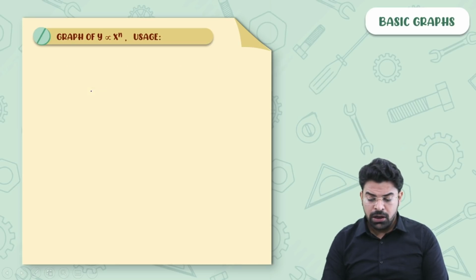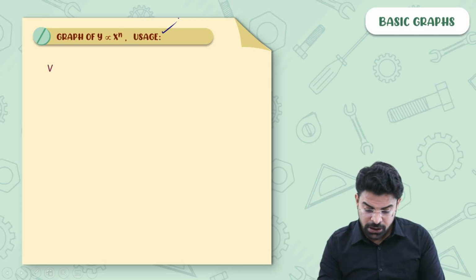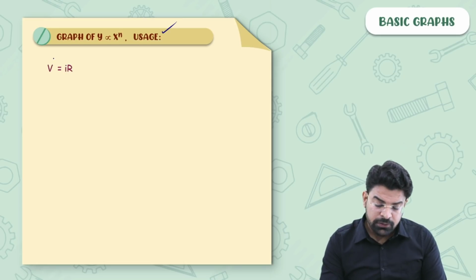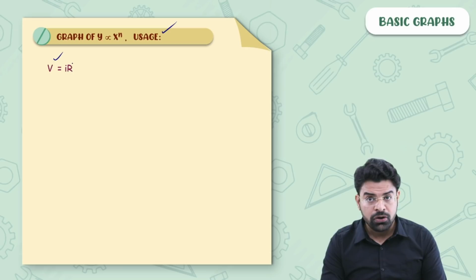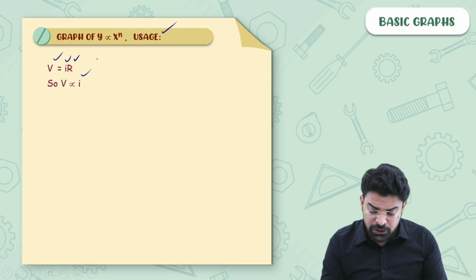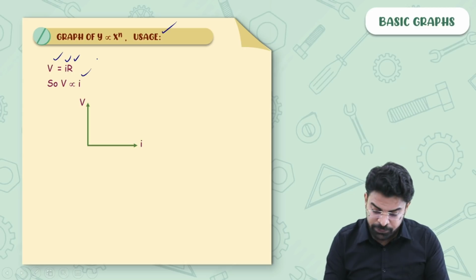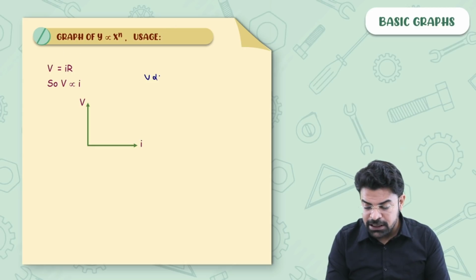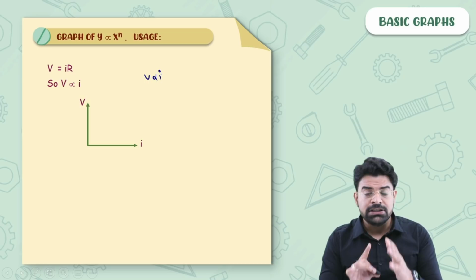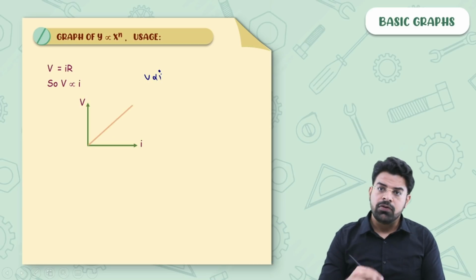Okay, so now let's see some usage of what I have taught just now. First case, we know that from Ohm's law, the potential drop across a resistor equals the current flowing through it times its resistance. So the potential drop is directly proportional to current. If we need to draw the potential drop versus the current diagram, what will we get? As V is directly proportional to I, the graph is nothing but a straight line passing through the origin.